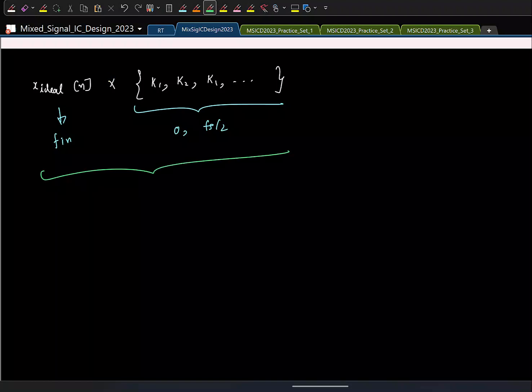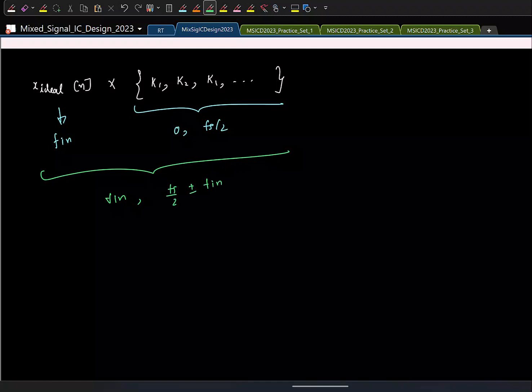What will be the frequencies in this product sequence? You have a sinusoid at Fn, and we are multiplying with a sinusoid at DC. You'll get Fn. So here you have a sinusoid at Fn and a sinusoid at Fs by 2. Multiplying the 2 sinusoids, what are the 2 frequencies I'll get? I'll get basically the sum and difference. So it will be Fs by 2 plus or minus Fn.